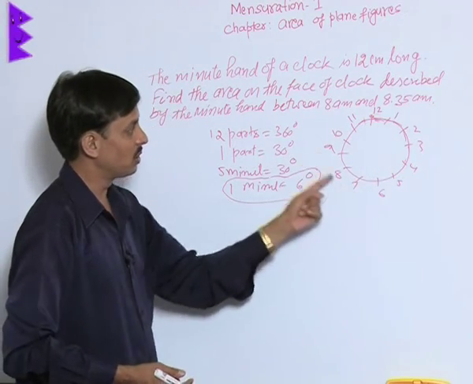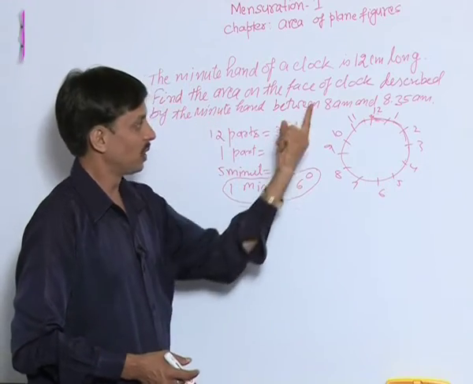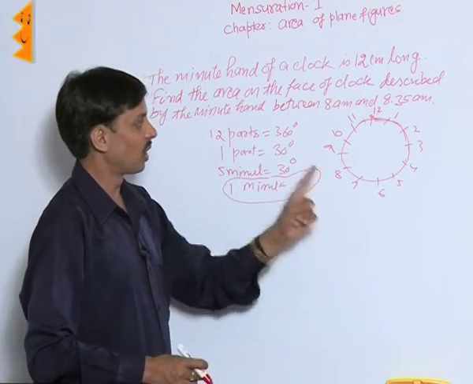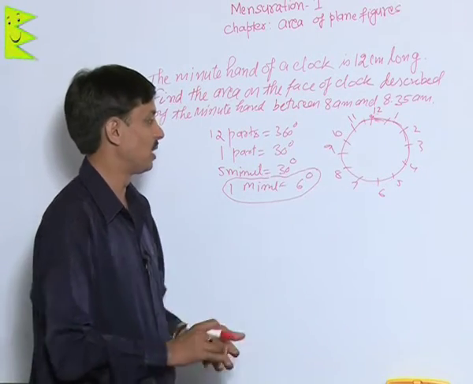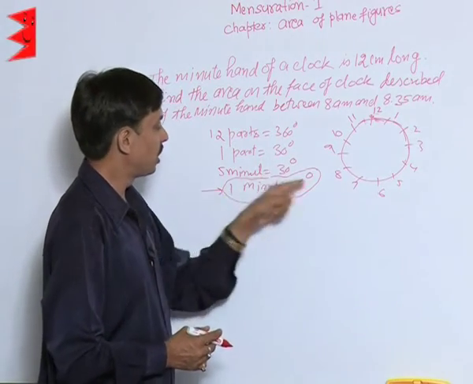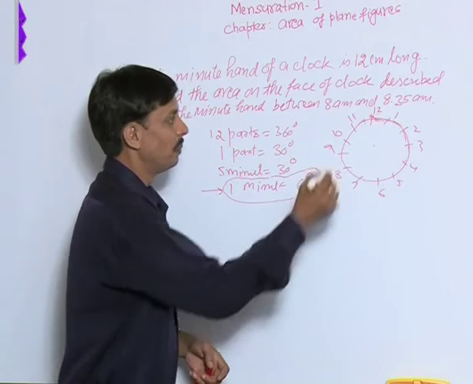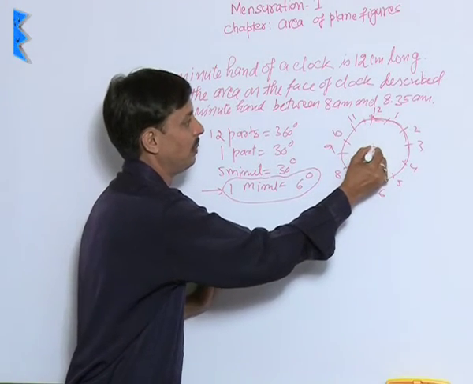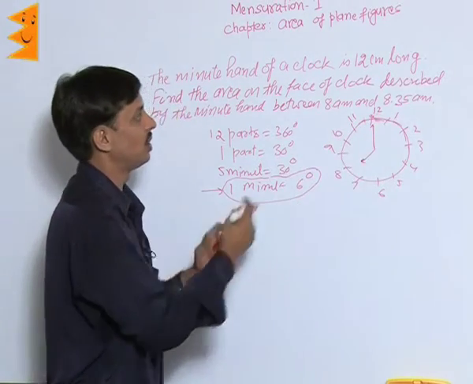Because 360 degrees is the total coverage in one round, and the face has 60 minutes. So 1 minute's distance is 6 degrees. The minute hand of the clock is 12 centimeter. Meaning, initially suppose that at 8 the situation will be like this. At 8 AM or PM, in both cases, the situation is this.